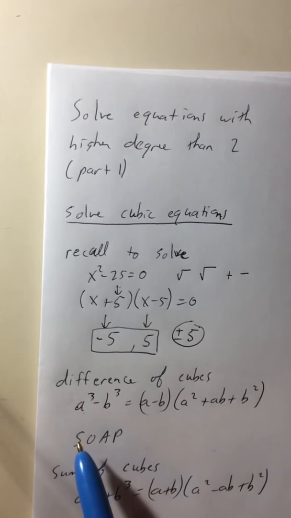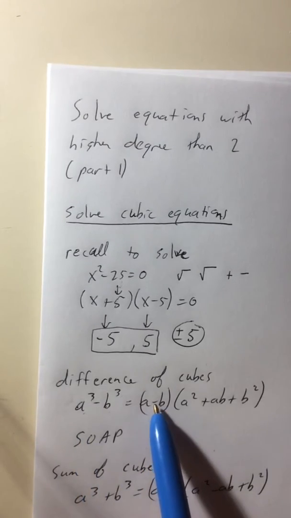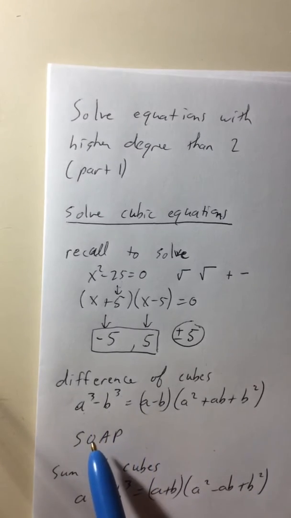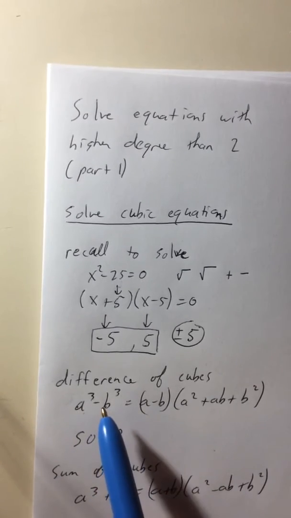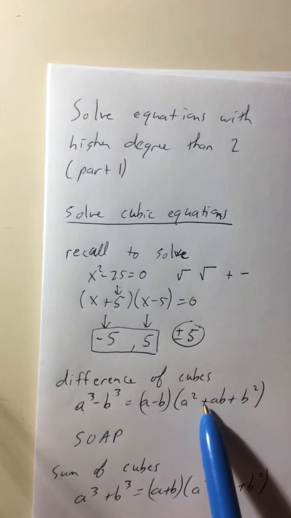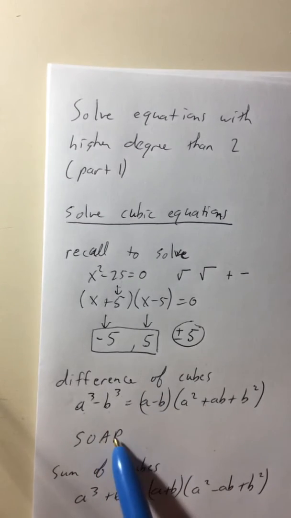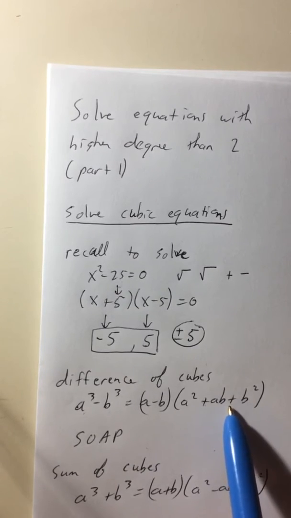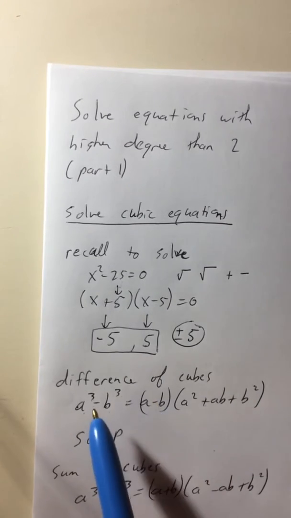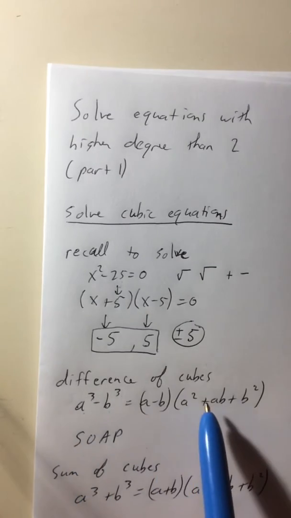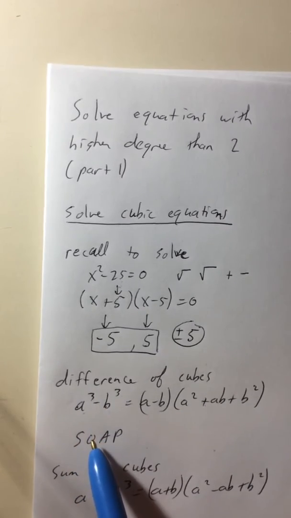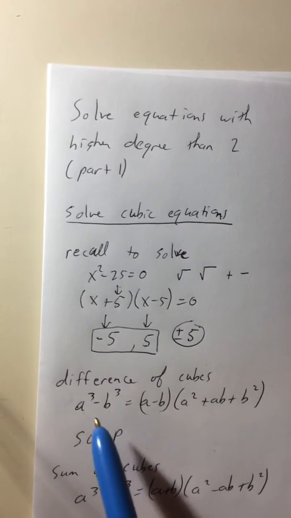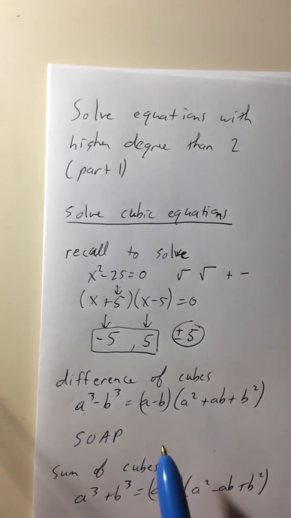So S, in this case, stands for same, as in the same sign as that one right there. O stands for opposite. So if this is minus, that one's going to be opposite of that, plus. And AP stands for always positive. The last sign is always positive. So this sign is the same as this one, S. This sign is the opposite of this one, O for opposite, and this sign is always positive. So this is a way of helping you to remember the signs that go with this formula.